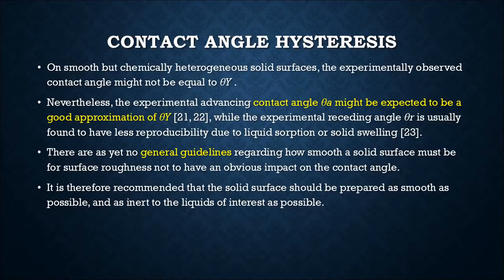On a smooth but chemically heterogeneous solid surface, the experimentally observed contact angle might not be equal to the Young-Dupre contact angle. Nevertheless, the experimental advancing contact angle might be expected to be a good approximation of the Young-Dupre contact angle, while the experimental receding angle is usually found to have less reproducibility due to liquid absorption or solid swelling. There are as yet no general guidelines regarding how smooth a solid should be for a contact angle measurement, and roughness can have an obvious impact on the contact angle. It is therefore recommended that the solid surface should be prepared as smooth as possible, and as inert to the liquid of interest as possible for measurements.